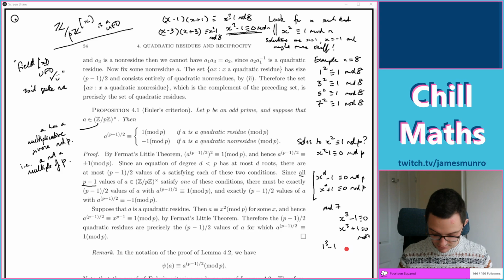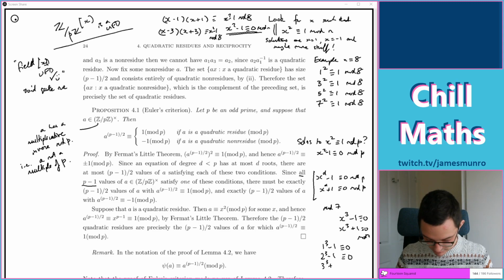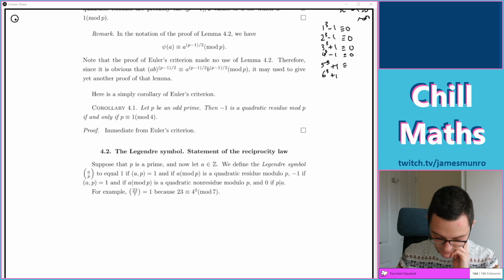So 1 cubed minus 1 is 0. 2 cubed is 8. Yeah, I had to think, but 2 cubed is 8, which is 1 more than a multiple of 7. 3 cubed is equivalent to 9 times 3, which I'll change to 2 times 3 is 6, which is minus 1. So that one's true for 3. And then for 4, I think it's going to reverse and do this. 5 cubed, 6 cubed. I think it's going to go minus, plus, plus.